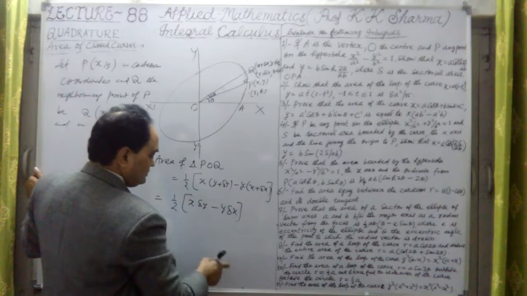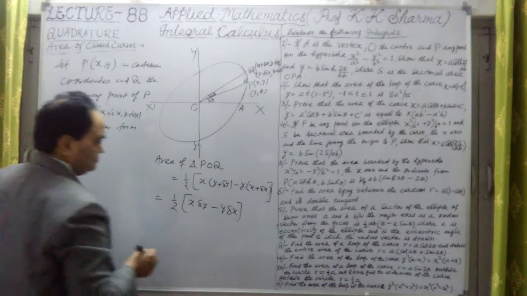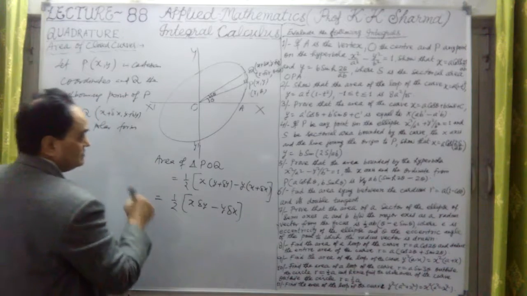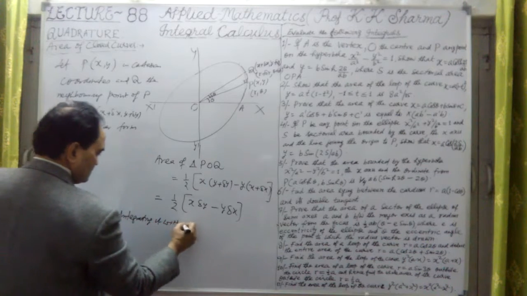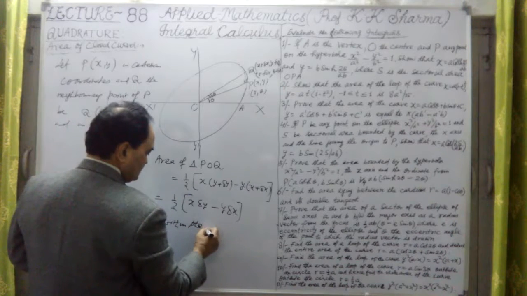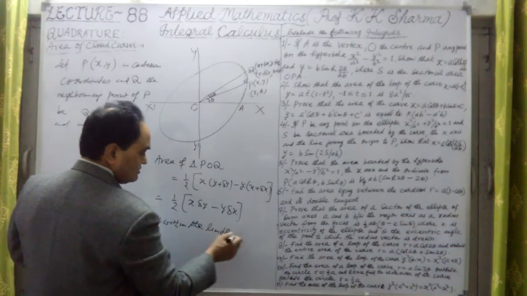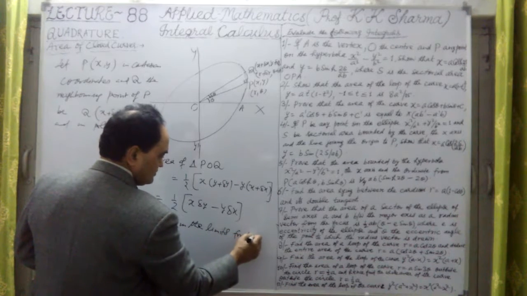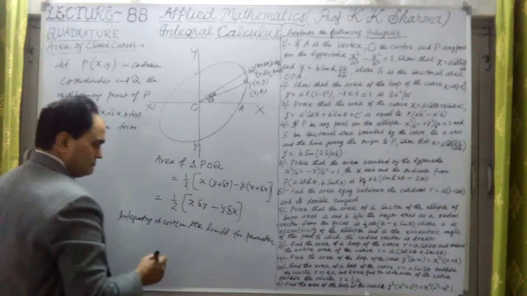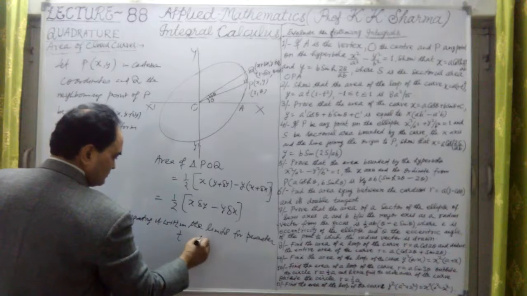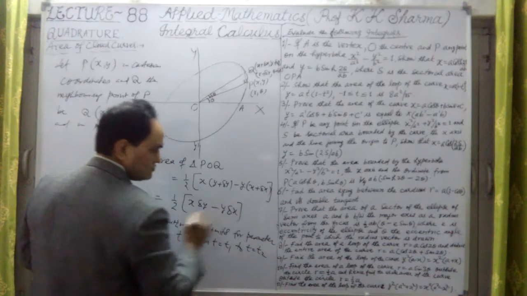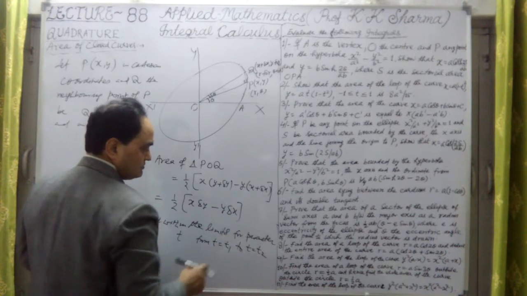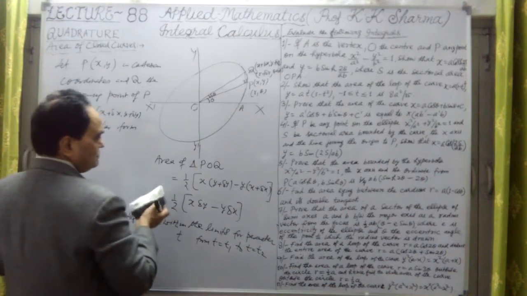Now, if I integrate this within the limits, then what will it be? Integrating it within the limits, for the parameter t, from t equal to t1 to t equal to t2. Within these two limits, we have to put dt, or delta t.